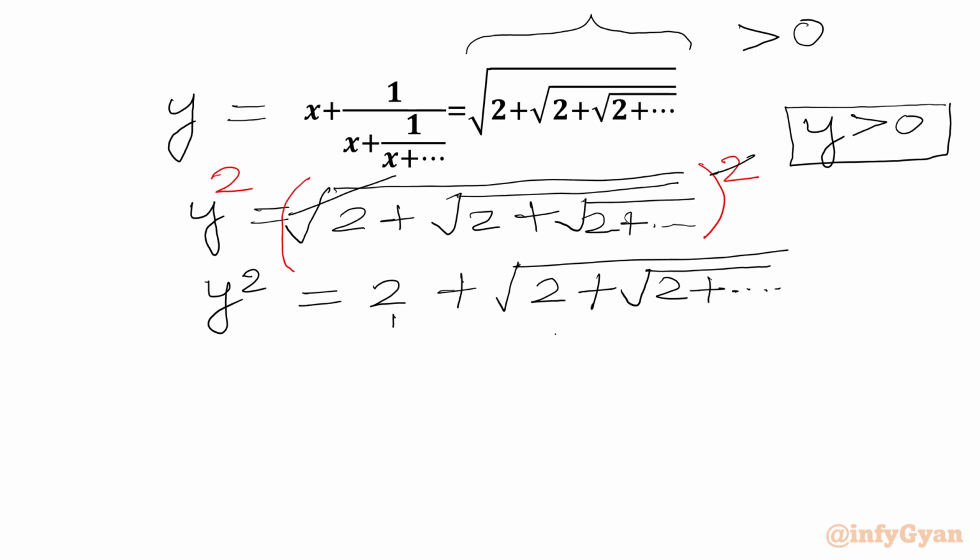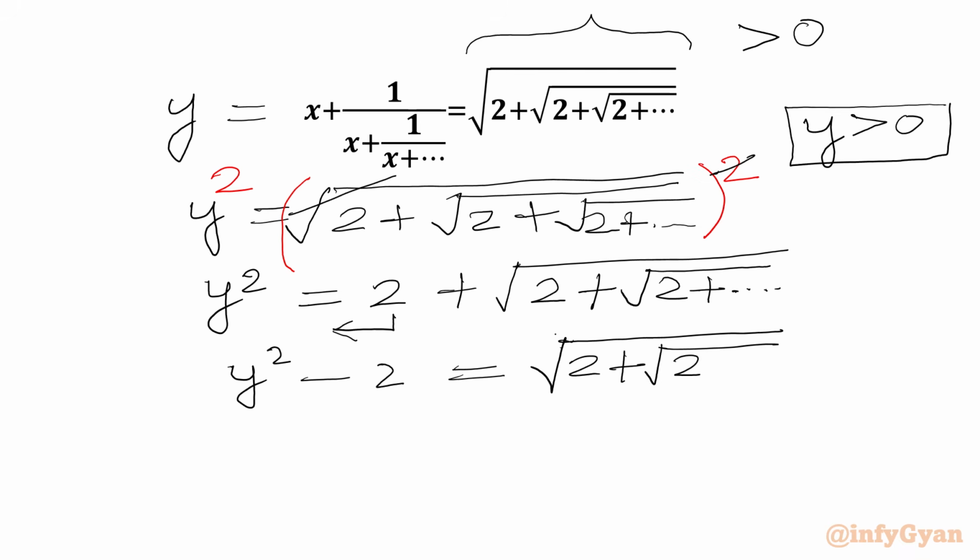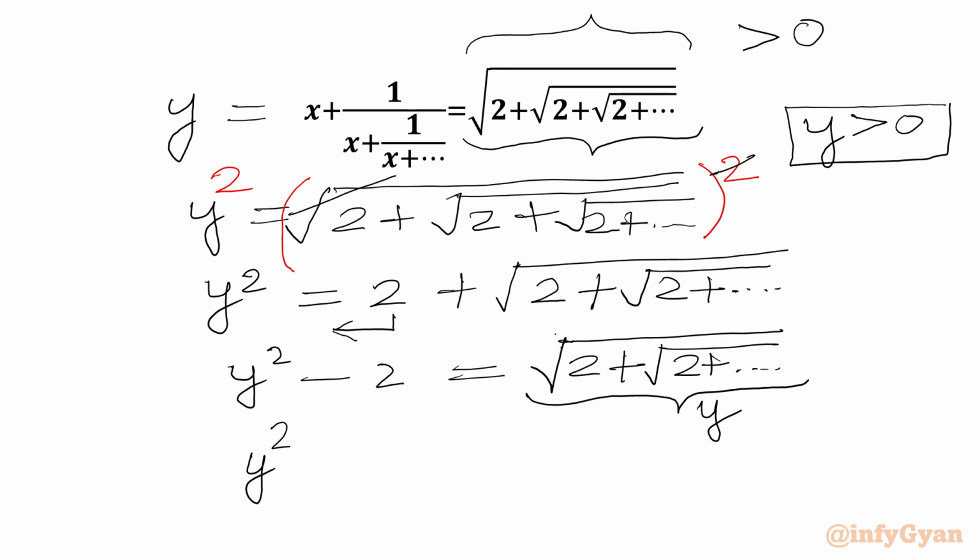Now we will take this 2 to the left hand side. So we can write y square minus 2. This will be equal to square root of 2 plus square root of 2 plus up to infinity. Now this is equal to y. Here we have same square root for infinite terms. So I can write y over here. So y square minus 2 will be equal to y.